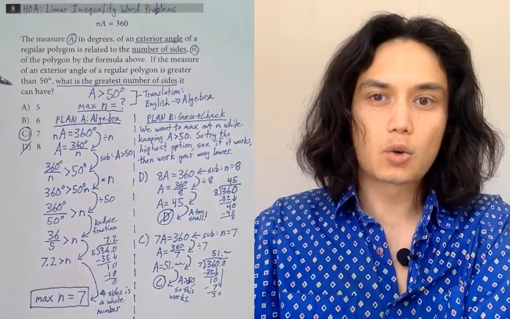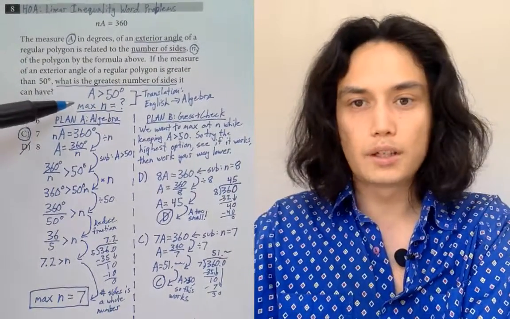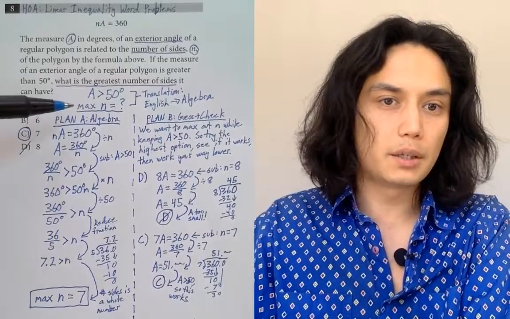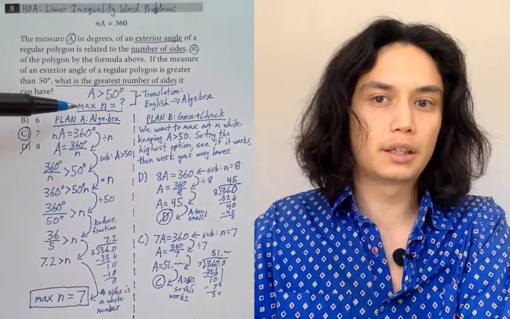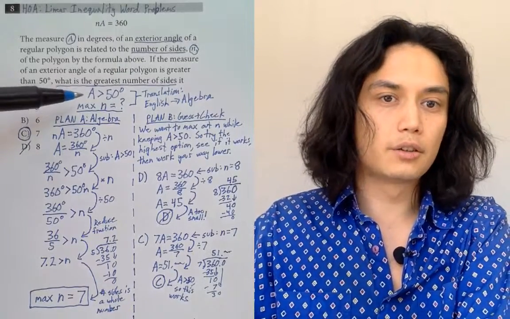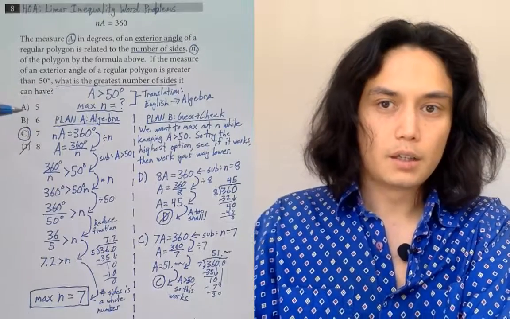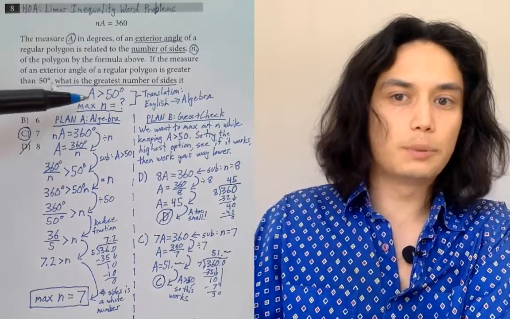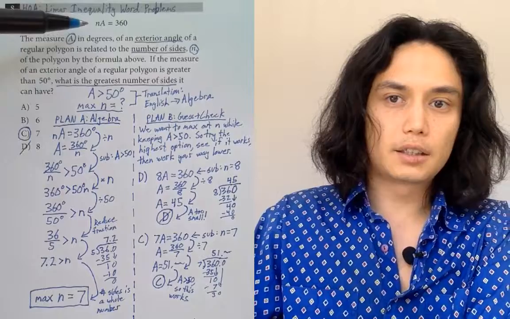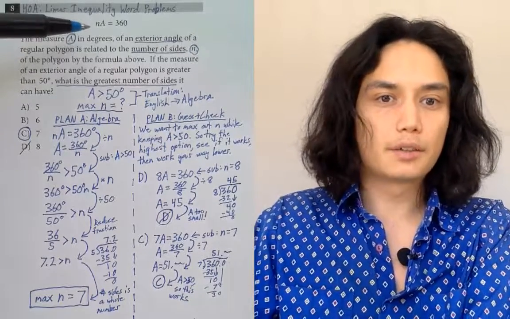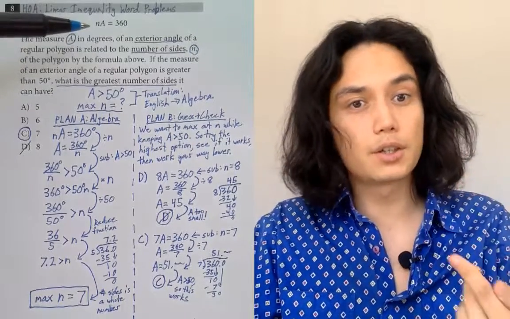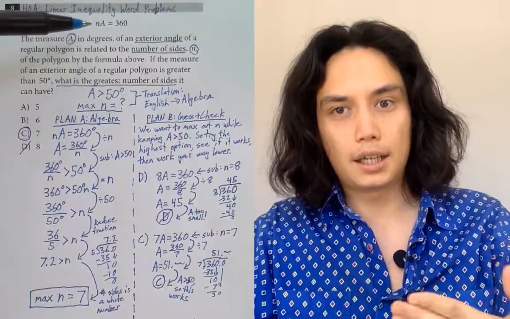So to translate the question they're asking, they're wondering, what is the maximum n? We want n to be as high as possible. What's the highest number that we can have for n while a is greater than 50? So we're going to use these two new pieces of algebraic information and combine it with this piece of algebraic information that we're given initially, this equation that relates n and a and 360.